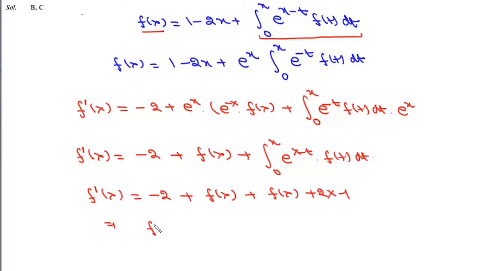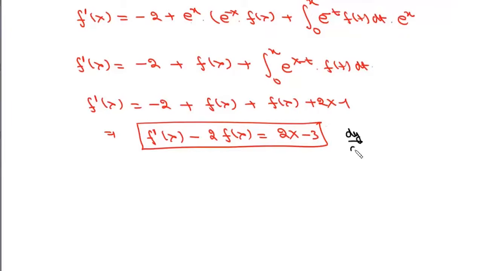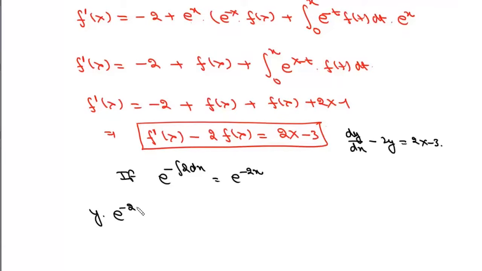So we'll get this differential equation, which is f dash x minus 2f(x) equals 2x minus 3, which is linear in y. Basically it is dy by dx minus 2y equals 2x minus 3. Now we find its integrating factor, which will be e to the power of the integral of minus 2 dx, so it will be e to the power minus 2x. So we'll write y into e to the power minus 2x, and it will be equal to the integral of e to the power minus 2x into 2x minus 3 dx.